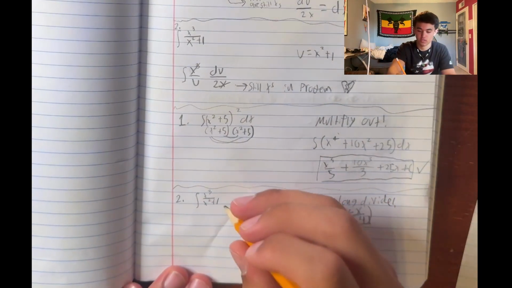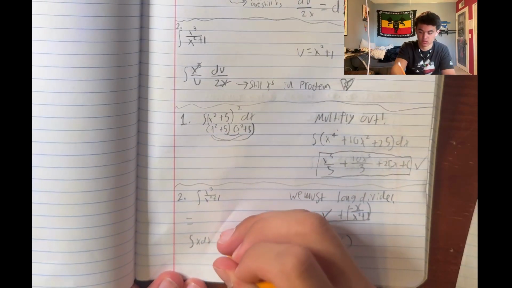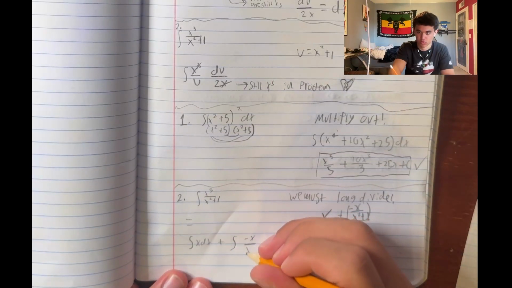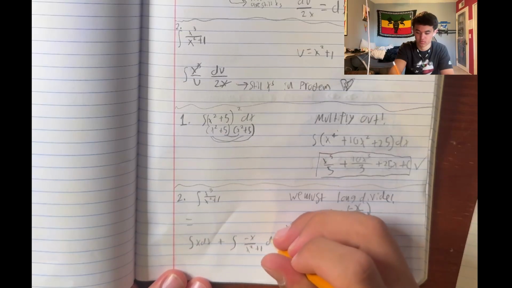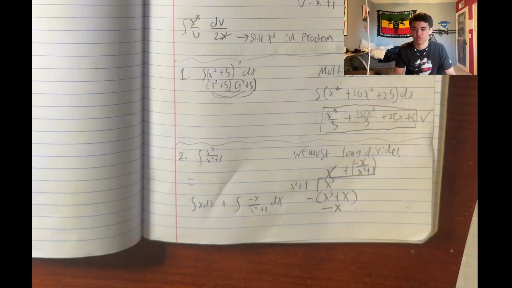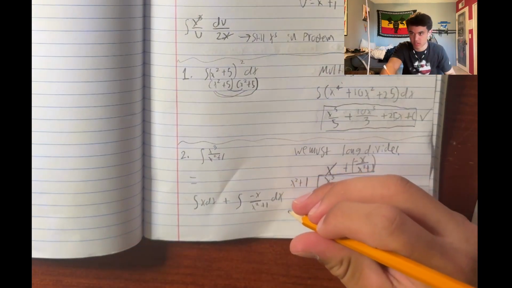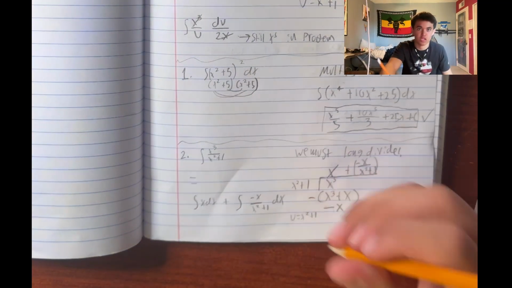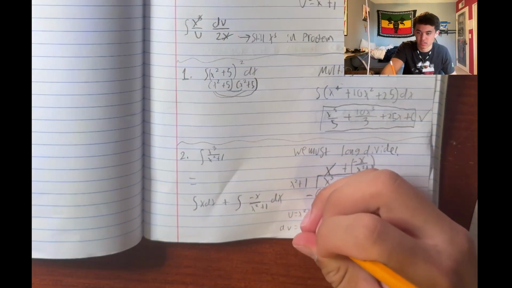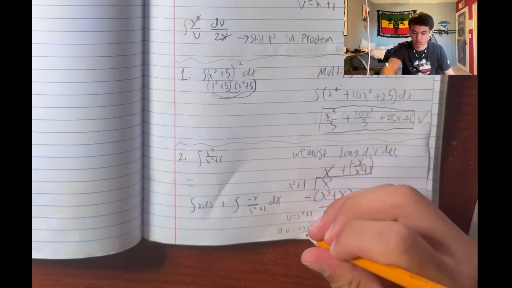So this should be equal to the integral of x dx plus the integral of negative x over x squared plus 1 dx. Now from there, it's going to be a lot easier. We are still going to have to use a little bit of u sub, just for this one. So u equals x squared plus 1. And if you don't know u sub, watch my tutorial that I posted the other day. du is equal to 2x dx. And solve for dx.